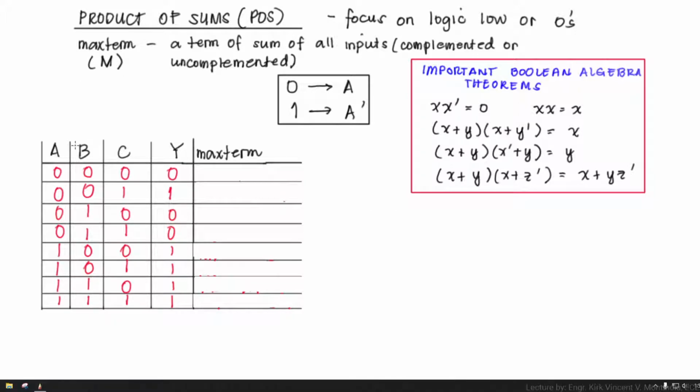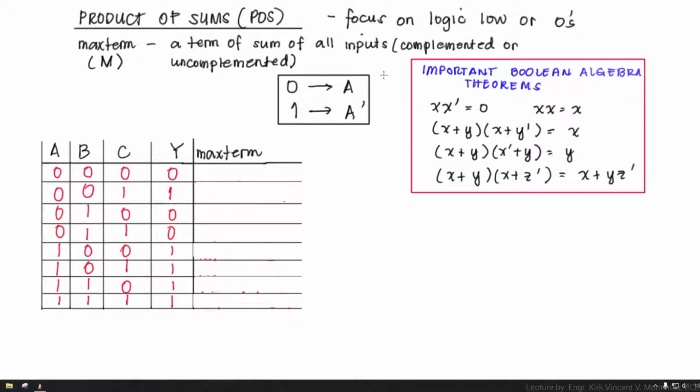Okay, then we have a max term. Previously, we had the min term symbolized by a small m. This time, we have a max term that is symbolized by a capital M. A max term is a term of the sum of all inputs, complemented or uncomplemented. Previously, our min term was the product of all inputs, complemented or uncomplemented. This time, they are sums of inputs, the max term.